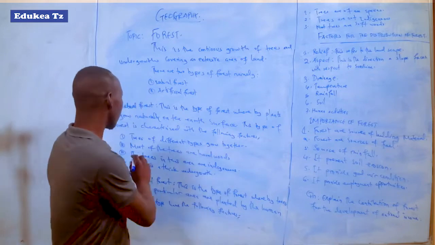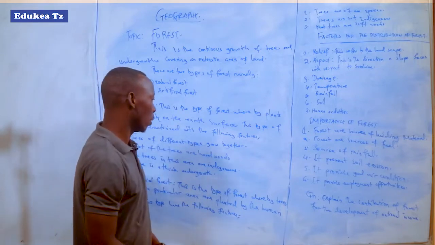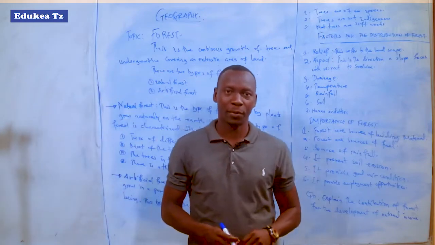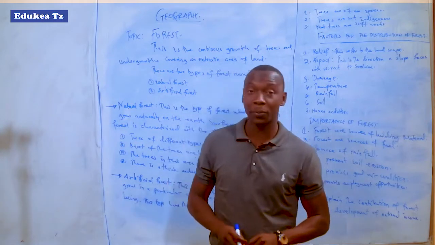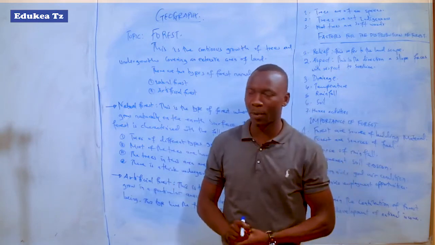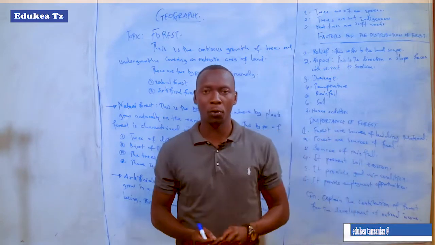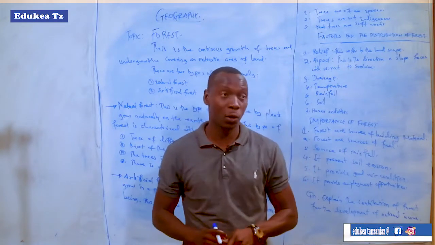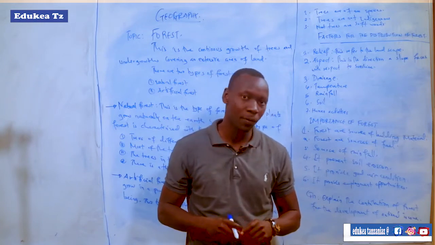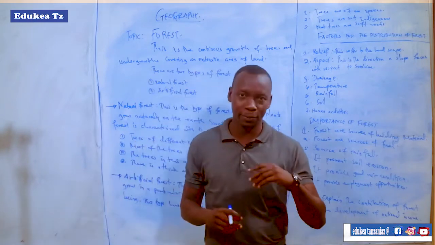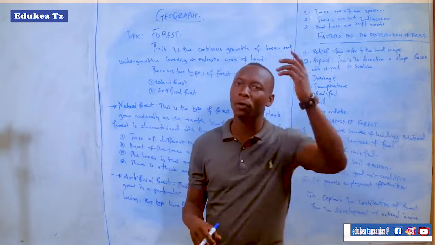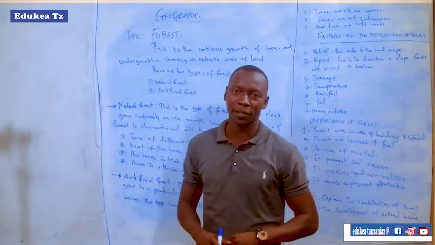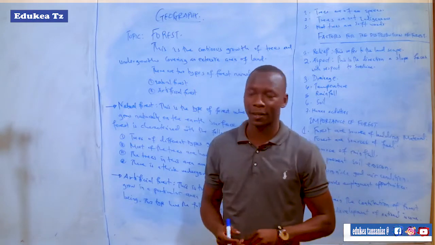The first feature: trees of different types grow together, because there is no plan. It is not planted by someone who has decided to grow one species in a certain area or a certain farm. It is growing naturally, so any types of trees can grow, any types of grass can grow. That is why we say it is natural according to its nature.